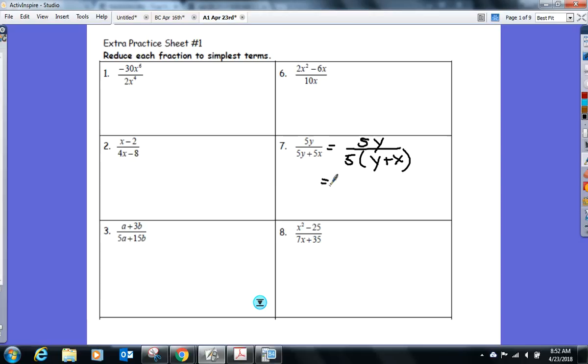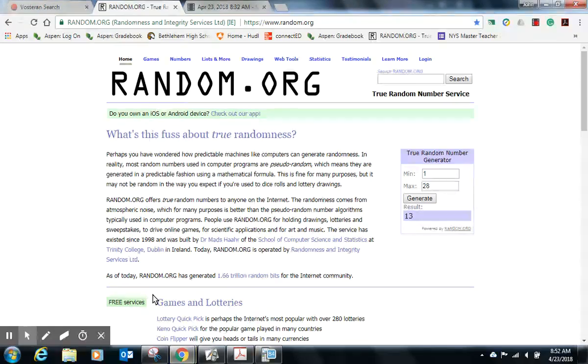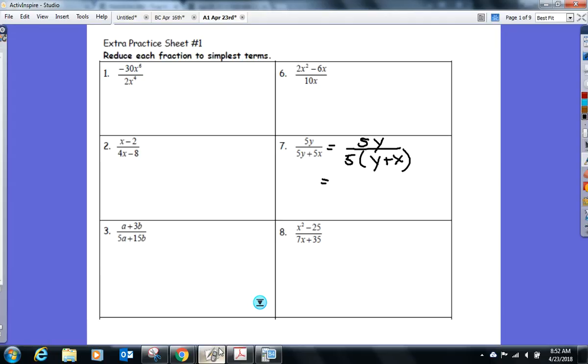Could I cross out the y's now? No. What's still with it? Addition. Don't touch them. But I can cross out at least one thing up here. Not the y's, though.